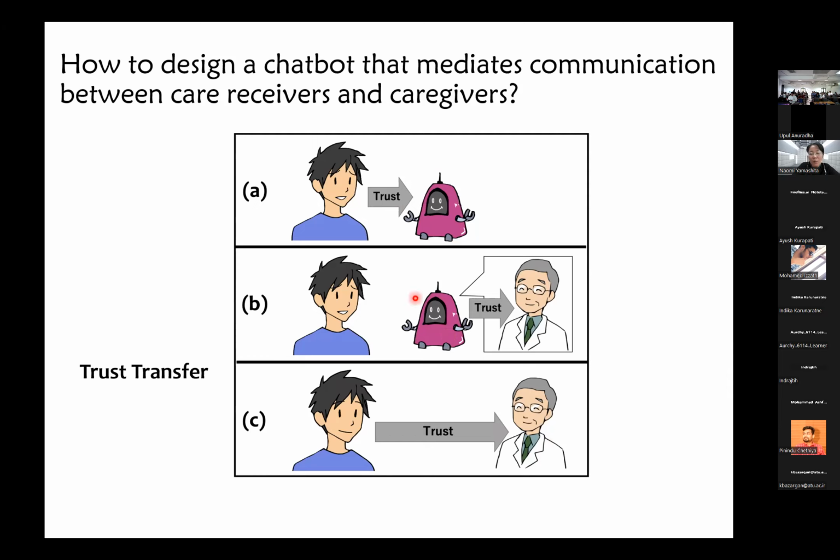Because when we talk with friends and you hear your friend talking about another person and you hear good things about that person, then even though you do not know that person in real life, you feel like you know that person, or you at least have a good impression of that person. So we wanted to see if a similar thing happens even with a chatbot.